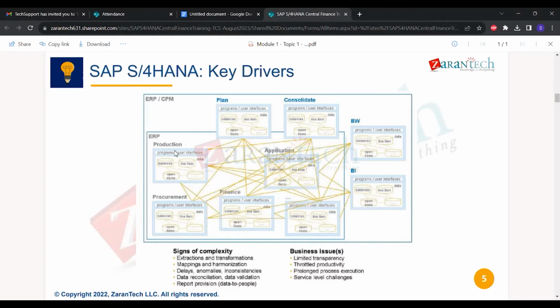in a central finance project, when we are working on it, be it implementation or from the run perspective or support perspective.